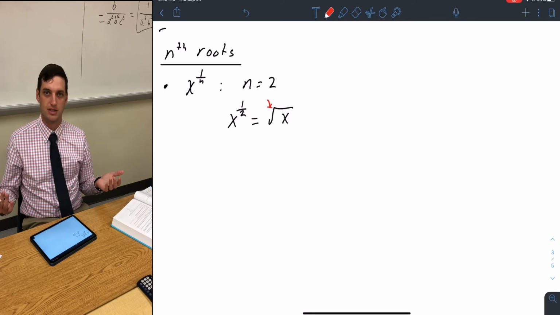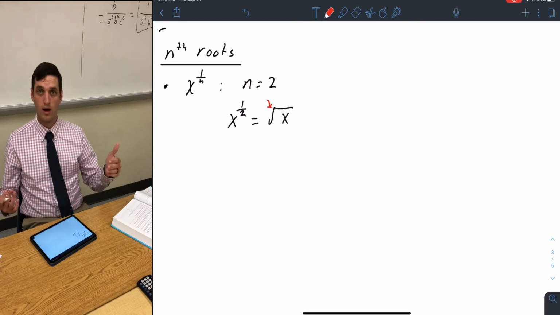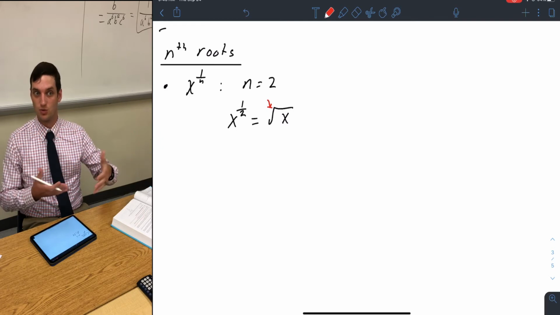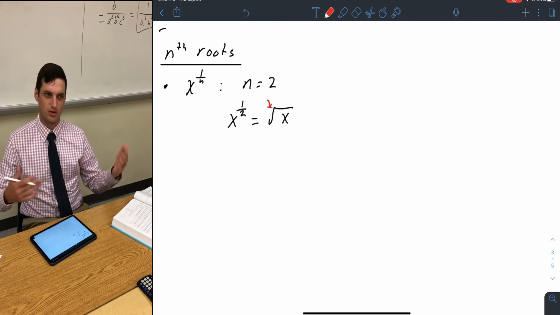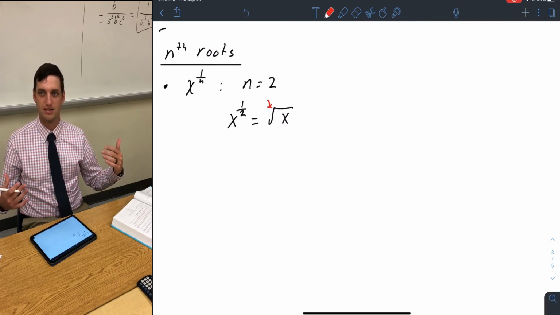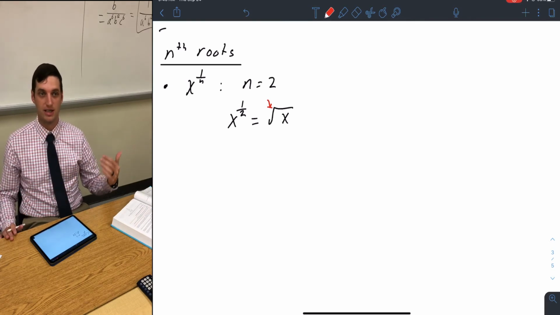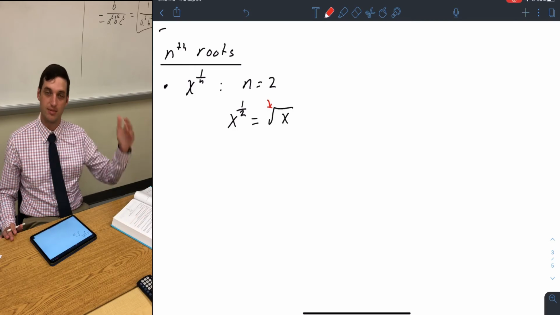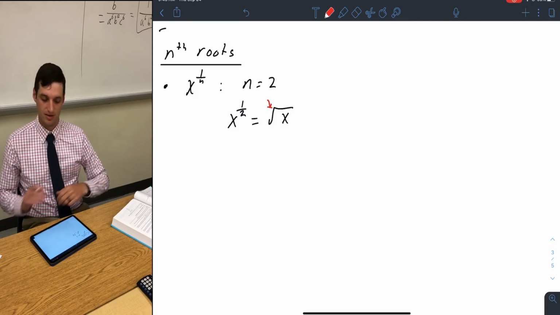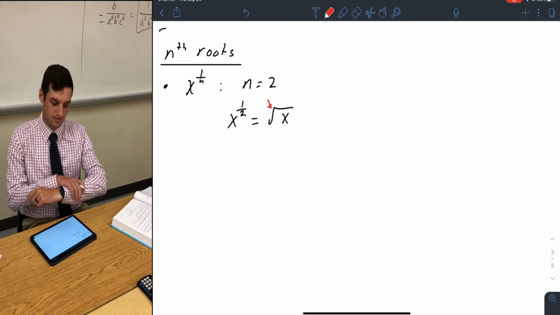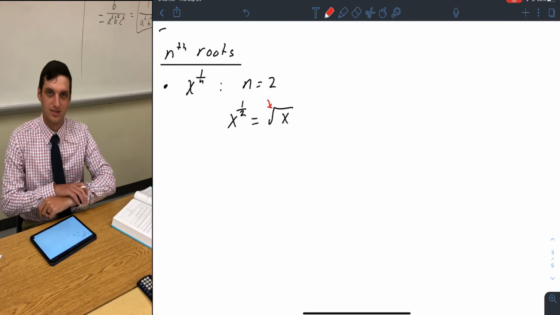A 1st root would be 1 over 1, so you would be left with just 1, so it'd be x to the 1 power. So a 1st root is the same as 1 as the exponent, so there's no purpose for it. A 0th root would give you an undefined answer because it's 1 over 0. We can't divide by 0, so it leads to an undefined answer.